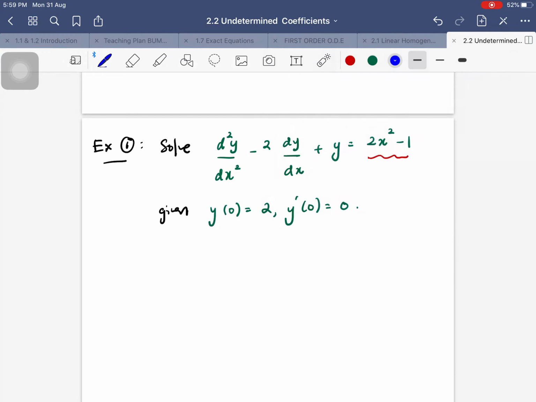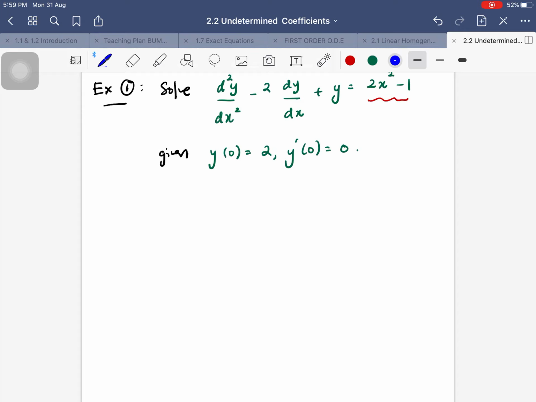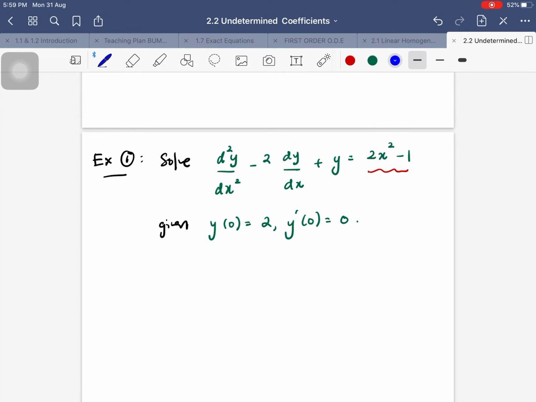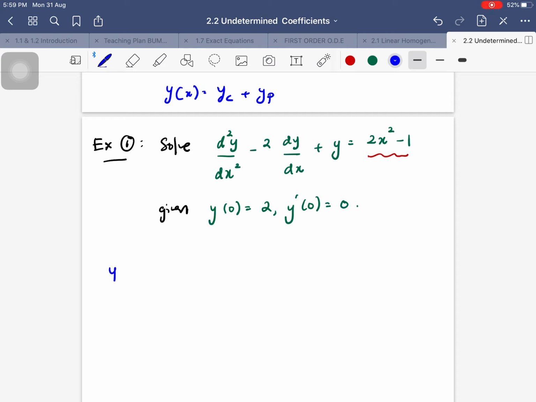Remember, I did mention to you that for the case of undetermined coefficient, our solution is going to be given by y of x is equal to yc plus yp. There are two components. So I'm going to start with the first component, which is going to be the yc. How do we find the yc?